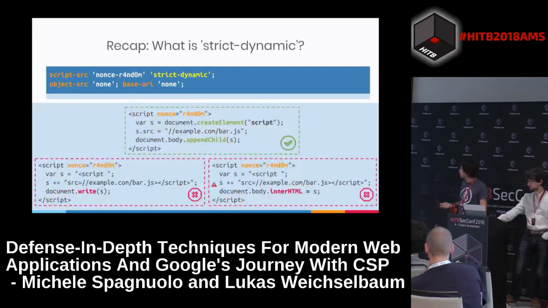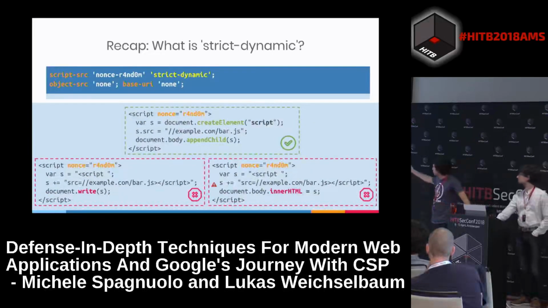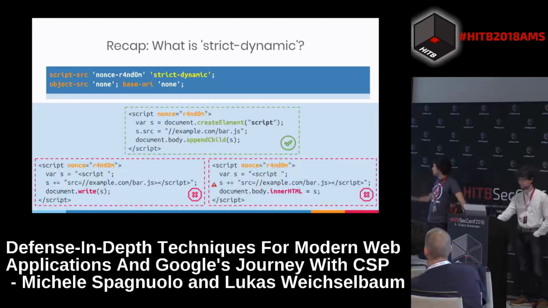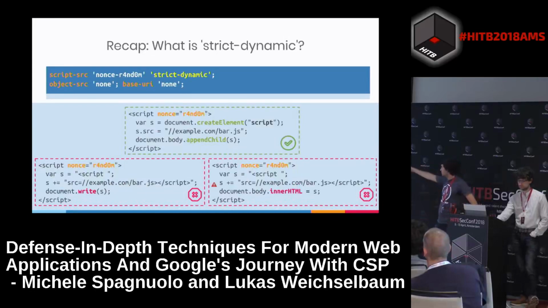So this is how strict-dynamic works in theory. The green box shows a script tag in the HTML markup. It is nonced because it comes from the server, right? But this script then creates child scripts via document.createElement and then later document.body.appendChild. Usually without strict-dynamic, this script would be blocked from running because it does not have the nonce attribute set, right? But because of strict-dynamic, it is allowed to run the child script, bar.js. And this basically makes module loading work, widgets work, and it's really useful.